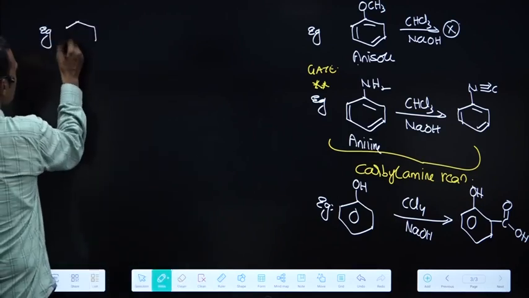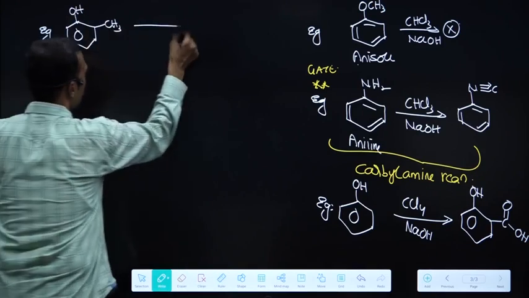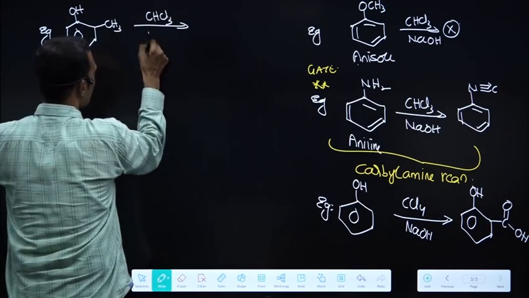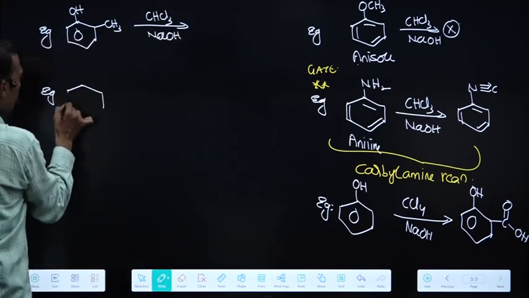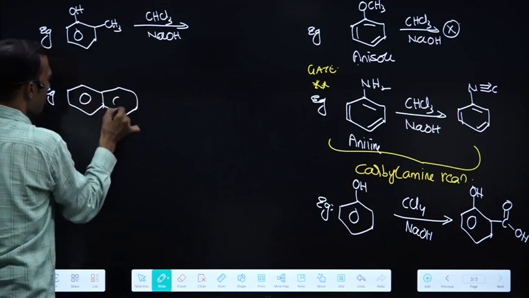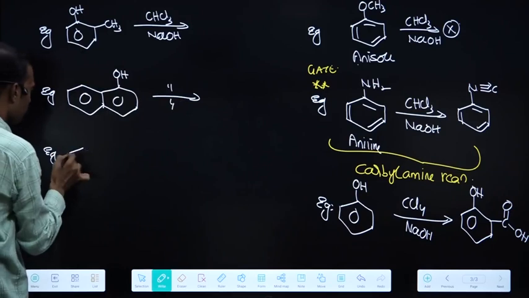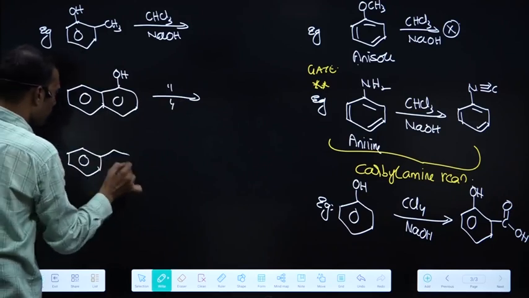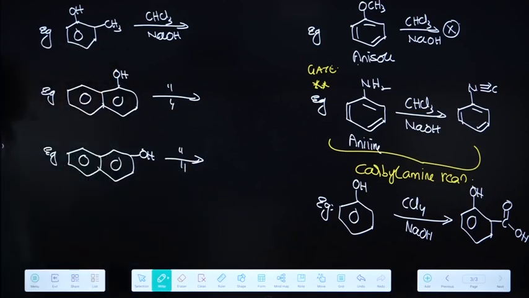Now see this, can you give the product for this? Here I am giving OH and this is CH3. Chloroform in sodium hydroxide. What is the answer? I am giving, what is the name of this molecule below? Alpha naphthol. This is called beta naphthol. What is the answer?